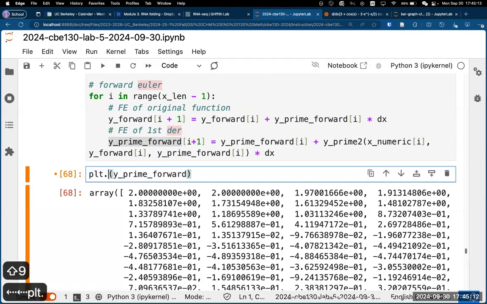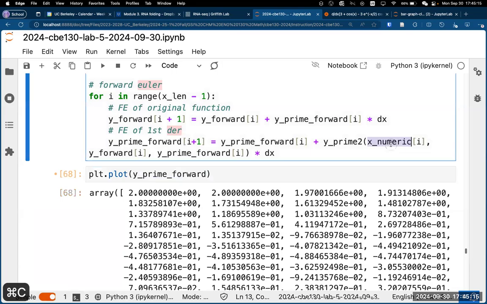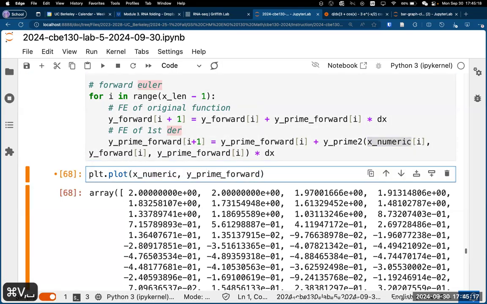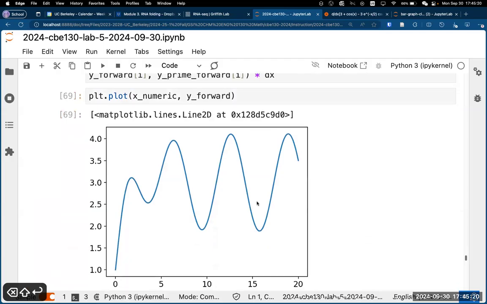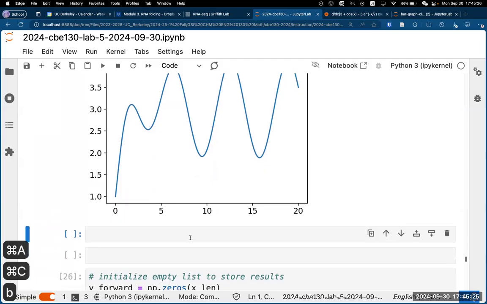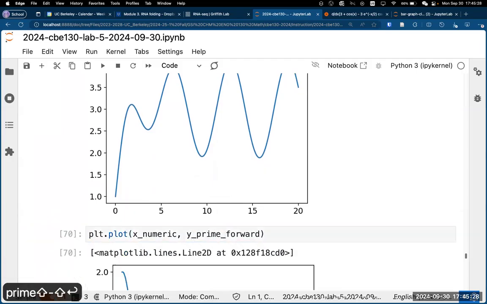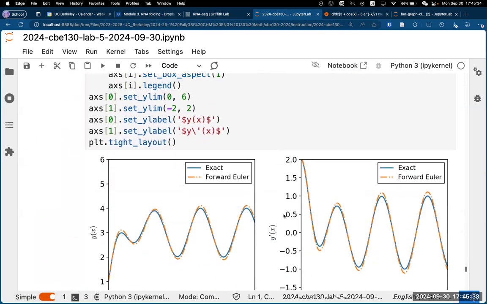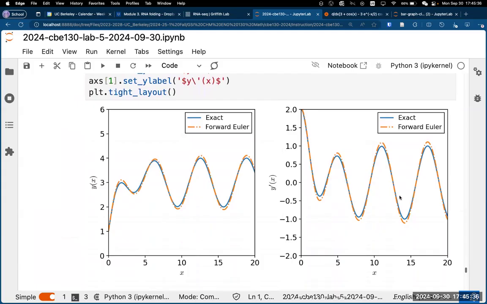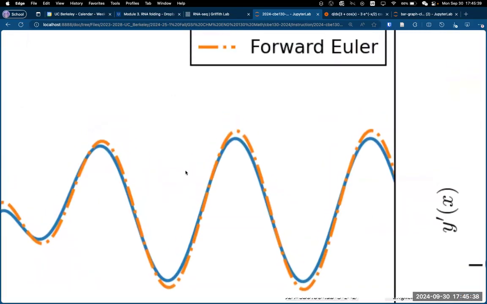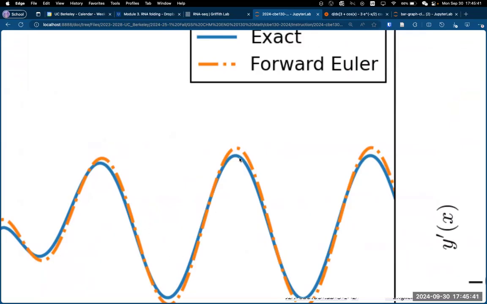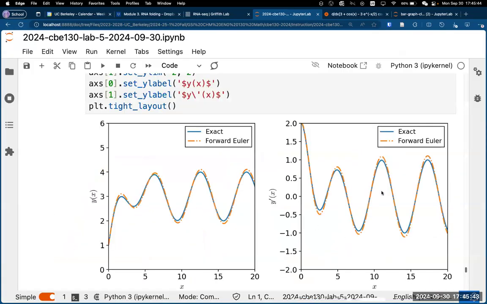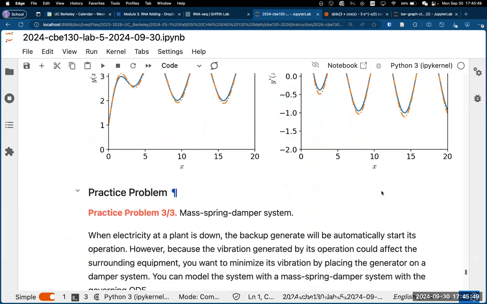So let's plot it. So plt.plot for x numeric, the solution y forward. So this is the same as before, so that's good. And then let's also look at the derivative y prime. Also same as before. So you can solve this and plot this using a better method. And you'll see that the forward Euler solution has some deviation from the exact solution because it's not as accurate as the fourth order RK method in SciPy.